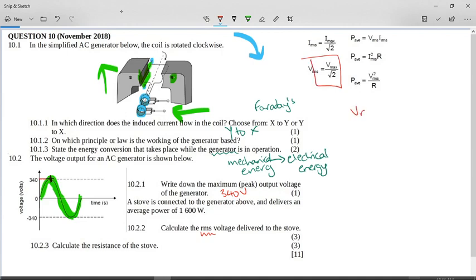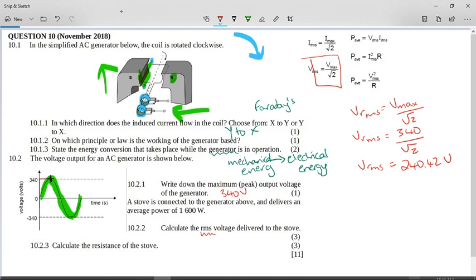Vrms, the average voltage, is equal to the maximum voltage over the root of 2. So Vrms is going to be the maximum voltage, which we read off the graph, which is 340 volts over root 2. So this gives you Vrms is 240,42 volts. So now once we've got an average voltage, we can actually do more calculations with it, because it says to you now calculate the resistance of the stove.